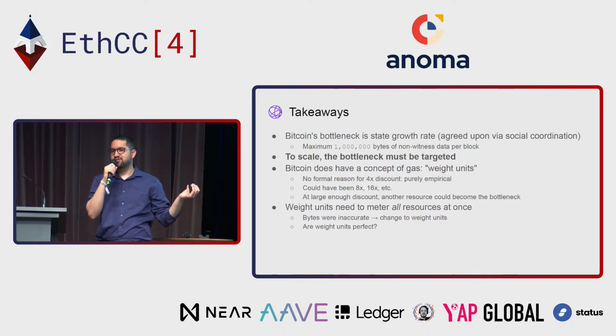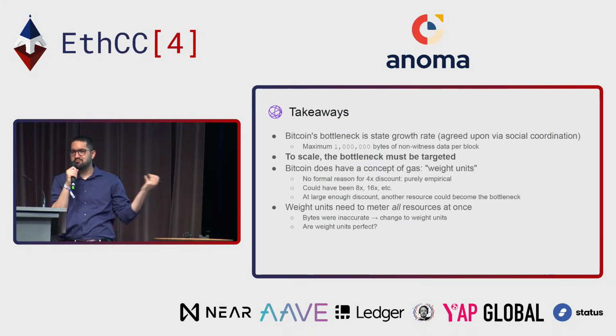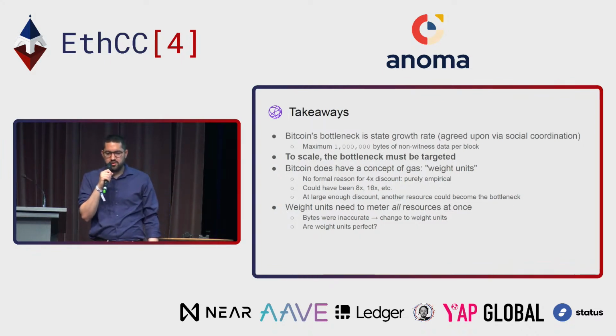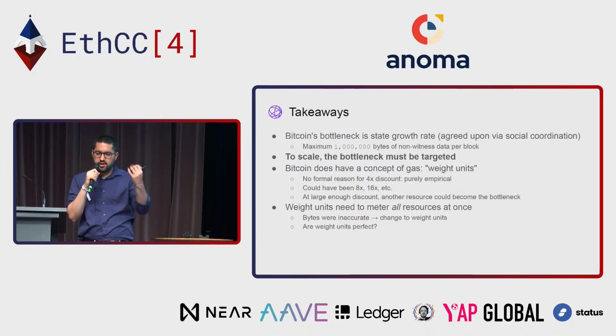4 seems reasonable. It's a good conservative start, but that's about it. They could have chosen 8 or 16. Bitcoin would still work. OK, and another thing to note here, and this is important as we head into the next blockchain, is that the weight units here need to meter all resources, right? There are like 5 different resource types that we talked about, and these weight units need to meter all of them.